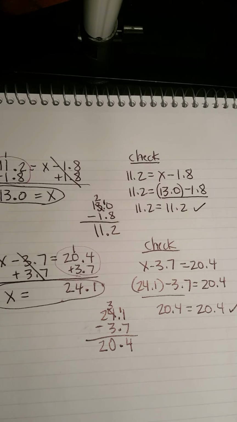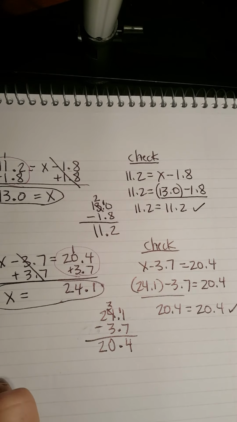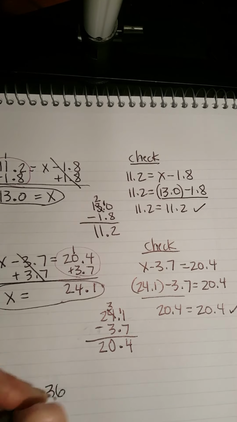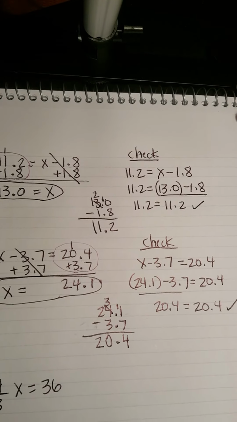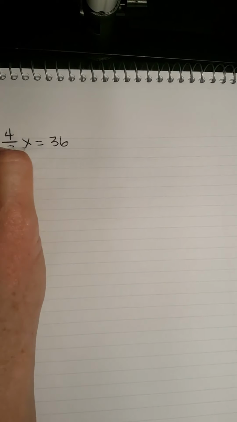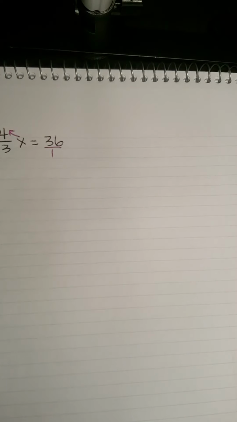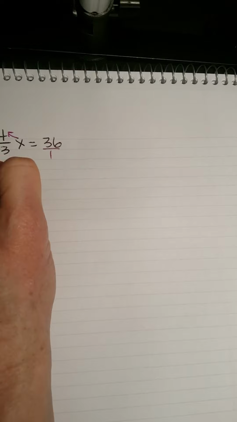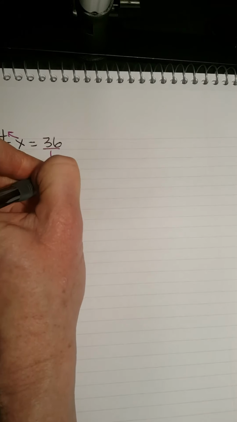Okay, another one. We're going back to this type again. So we have 4/3 x equals 36. I don't have very much space here, so let me change the page. So again, 4/3 x equals 36 is the problem that was given. I'm going to rewrite this by moving this variable up here and then putting this over 1. So 4x over 3 equals 36 over 1.